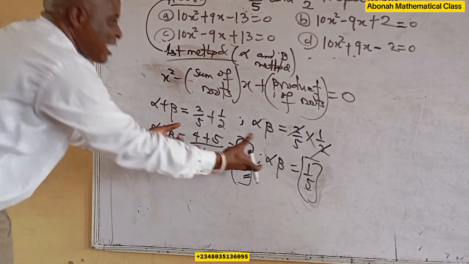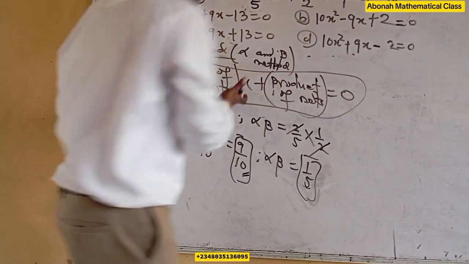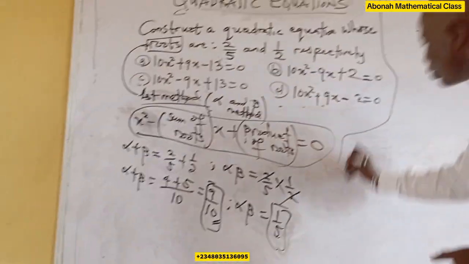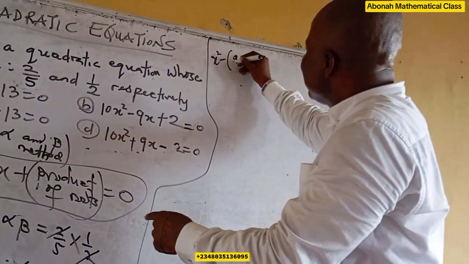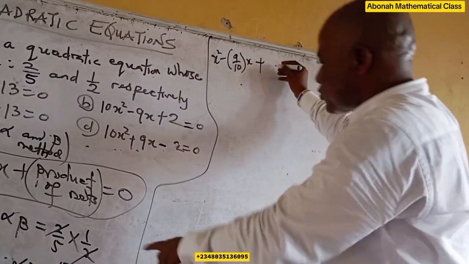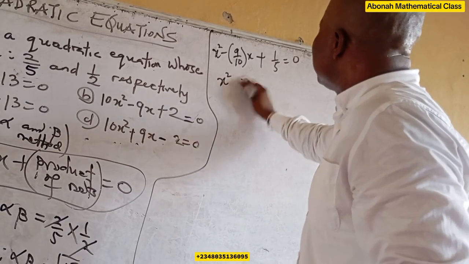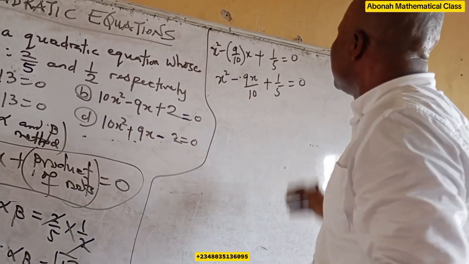I put these parameters, the result, into this generated formula, which is the conventional method used by any math teacher or lecturer or student, as the case may be. x squared minus 9 over 10 x plus 1 over 5 equals 0. We have x squared minus 9x over 10 plus 1 over 5 equals 0.